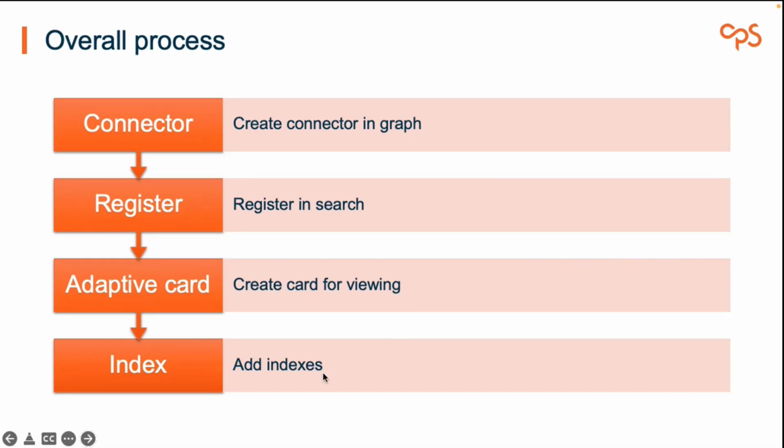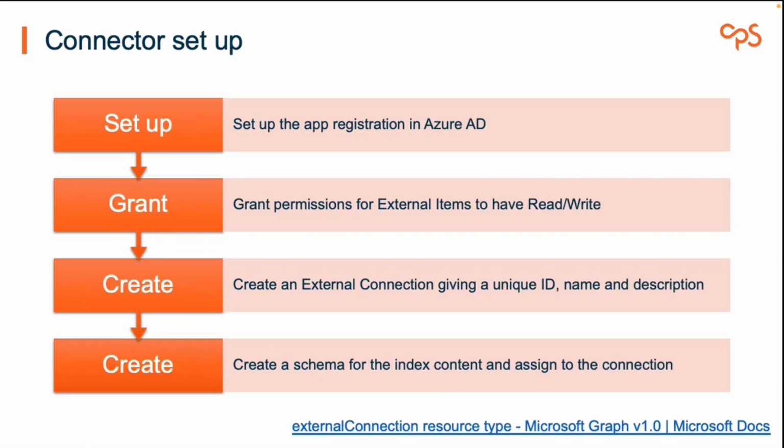And then finally, it's about how you add those items to the index. So it's probably the wrong text there. It's not adding the indexes, it's adding items into that index as well. In terms of setting up those connectors, getting into the techie fun and games here, you've got to set up an app registration in Azure AD because you've got to get your authentication up for the Microsoft Graph on there.